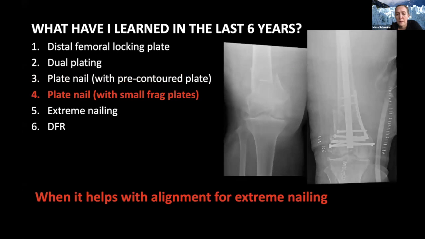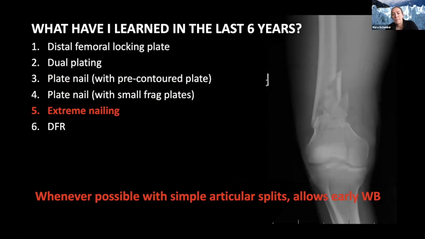Plate nail with small frag plates is when it helps with alignment for extreme nailing. In this case, there was a good read along that medial side, and I'll use a small frag plate to help with the reduction, and then do a quote unquote extreme nail. Extreme nailing is whenever it's possible with some simple articular splits, and it allows me to weight bear people earlier than if I was just putting in a single locked lateral implant.